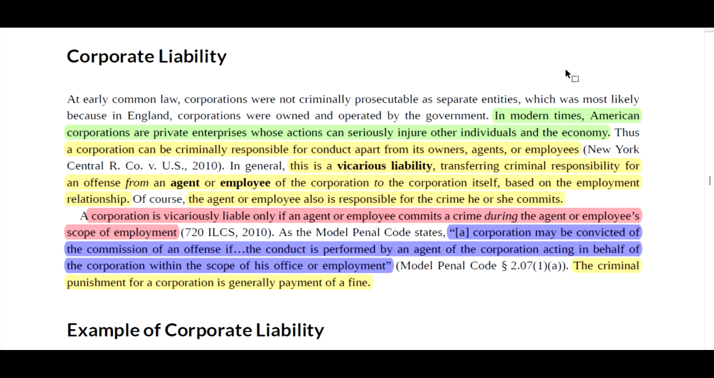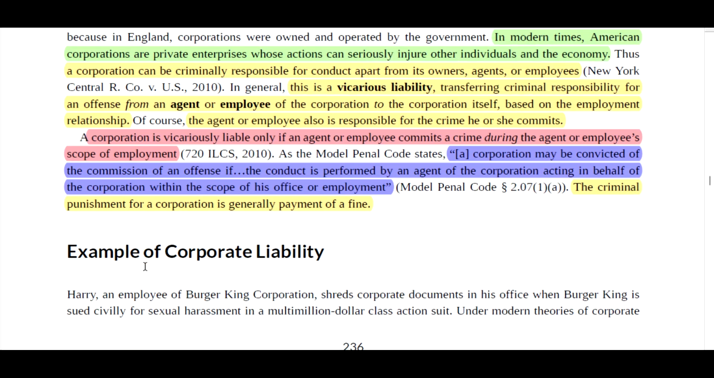This is where it makes more sense than just you committed a crime while on the job, because that's not how it works. Criminal punishment for a corporation is generally a payment of a fine, but it's important to note a corporation is vicariously liable. They have corporate liability if the agent or employee commits a crime during their scope of employment.